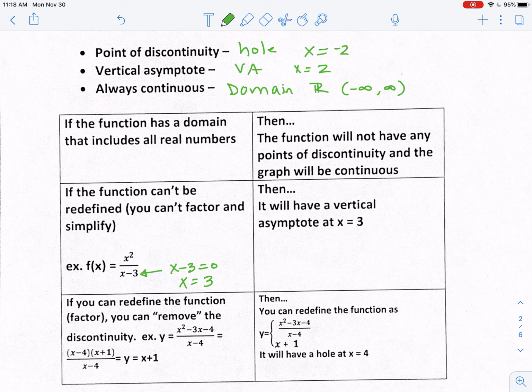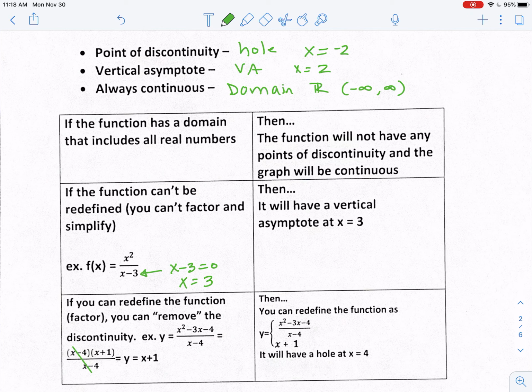Okay, so notice this last one. If you can redefine the function, in other words, if you can factor the top and bottom and remove the discontinuity, that means you're going to have a hole in your graph. Notice that x squared minus 3x minus 4 factors to (x minus 4) times (x plus 1). Well, the x minus 4 and the x minus 4 cancel. That leaves me, we redefine the function as y equals x plus 1.